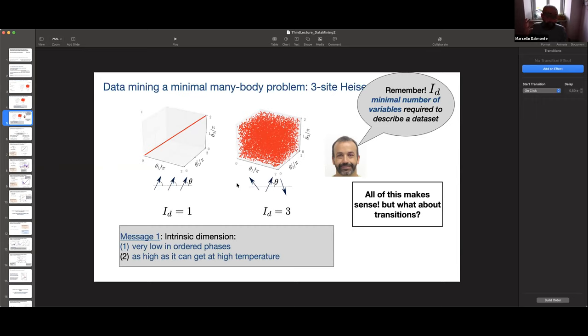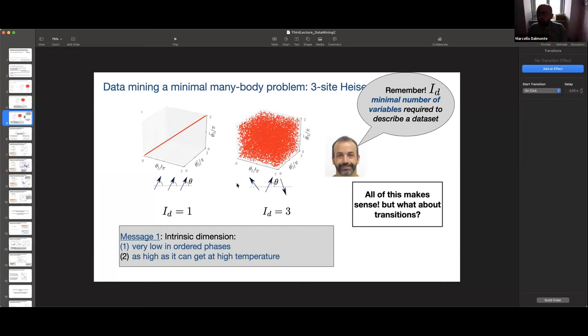Our example fits into this more because in a ferromagnet, if we know a single spin, then we know all the other spins automatically. So the intrinsic dimension is one. While in an antiferromagnet, since all spins are going on their own, we need a number of dimensions which is equivalent to the number of spins. So all of this makes perfect sense from a data science viewpoint.